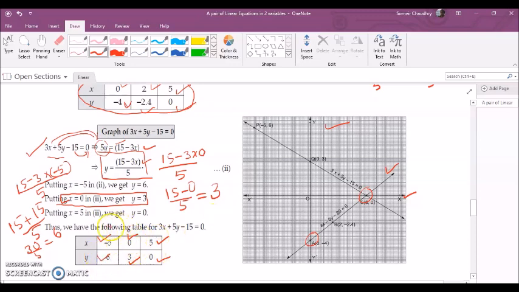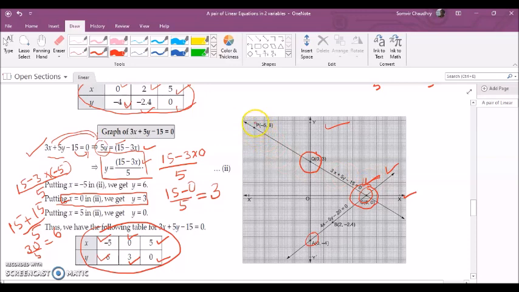Now we will plot all these values which are given in the table in the same graph. So now these are the values: when you put x is equal to 0, y is equal to 3, this is the point. When you put x is equal to 5, y is equal to 0, again this is the point which is common in both the equations. So actually this is the solution.